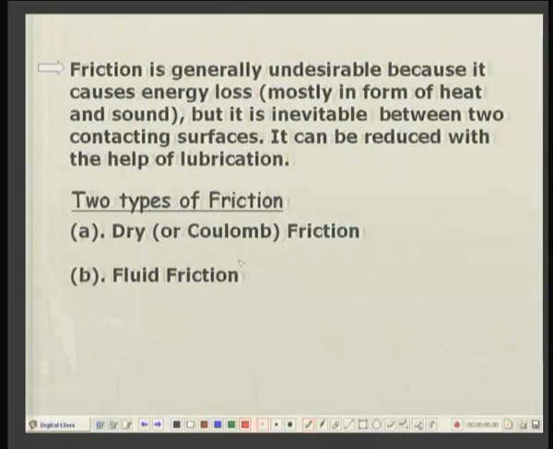There are two types of friction, number one dry or Coulomb friction, and second is fluid friction. In this lecture we will be concentrating on dry friction. Fluid friction is involved in the case of lubrication, that is when we try to reduce dry friction by spreading a layer of some fluid or viscous material in the form of oil or a lubricant.